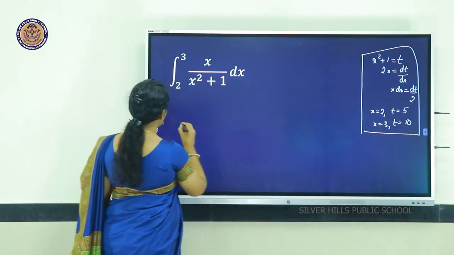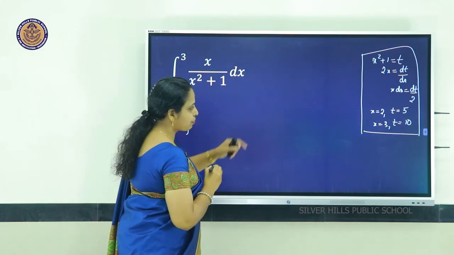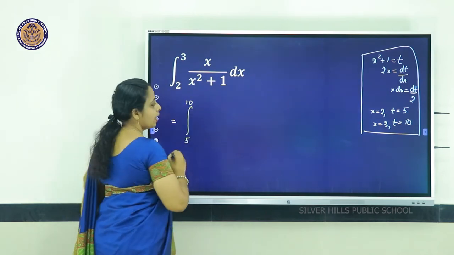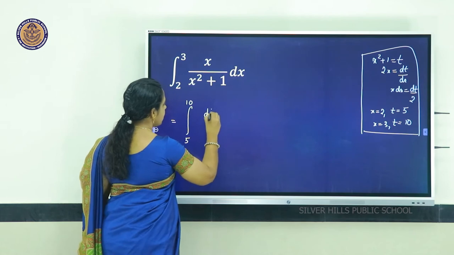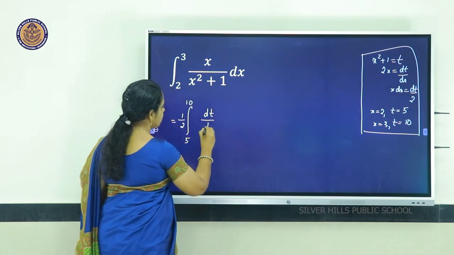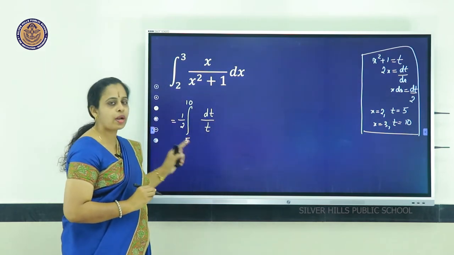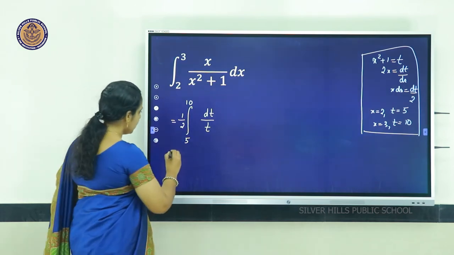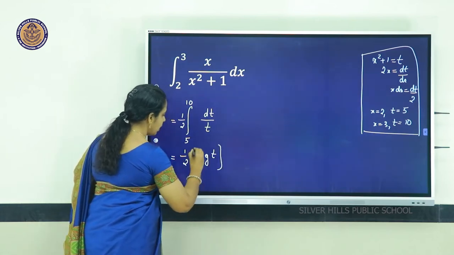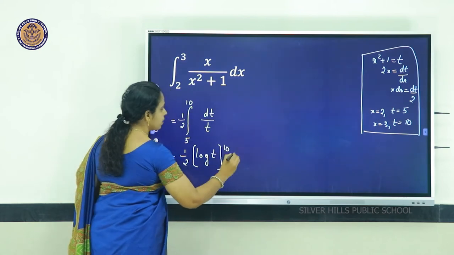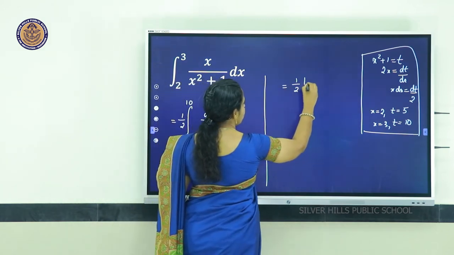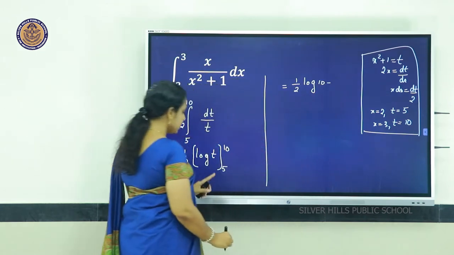Applying here, equal to integral, instead of 2, 5 and instead of 3, 10. x dx is dt divided by 2, x square plus 1 is t. You got now integral 1 by t. What is it? Log t. Equal to 1 by 2 into log t under the limits 5 and 10. 1 by 2 into logarithm of 10 minus log 5.